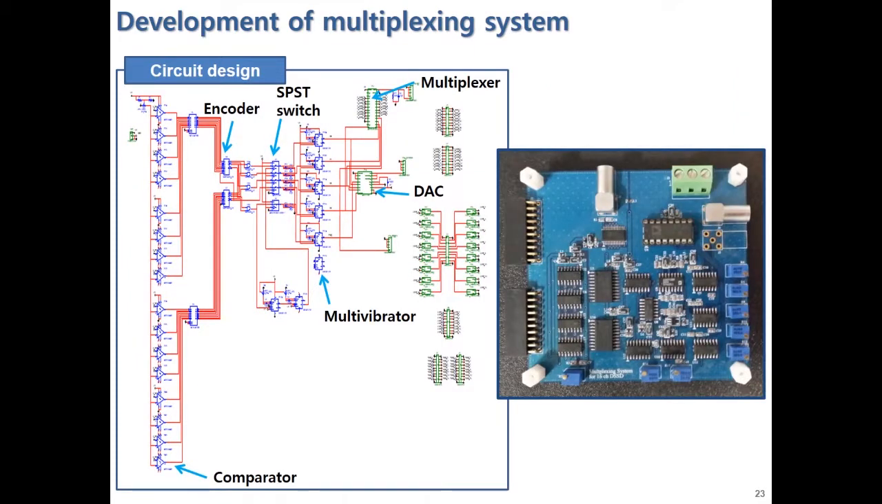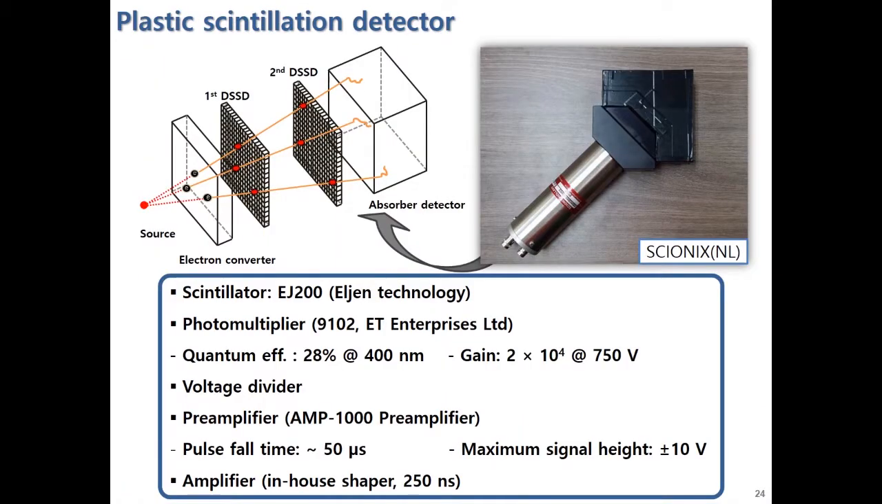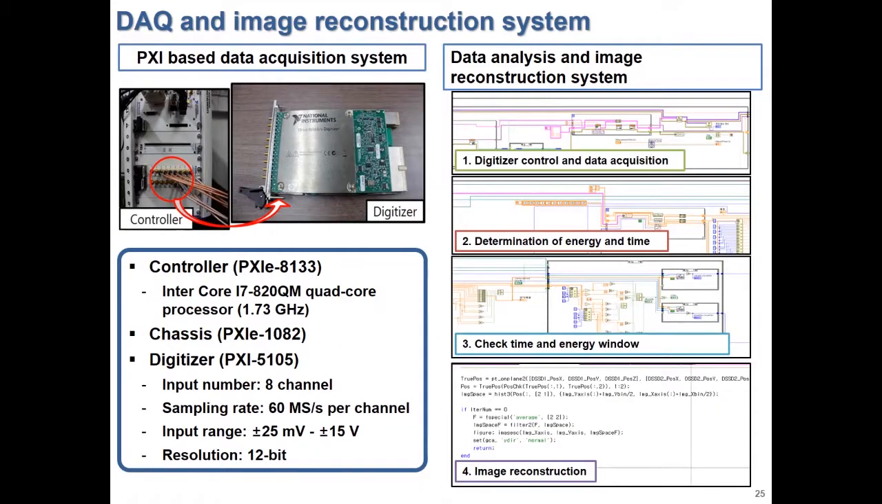Finally, this is multiplexing system developed by our lab for reducing the data acquisition channel. Using this system, we can reduce 16 channels to 2 channels. This is another detector in the GEVI system. This detector is used to determine the electron energy. This picture shows the plastic scintillation detector developed together with Scionix in Netherlands.